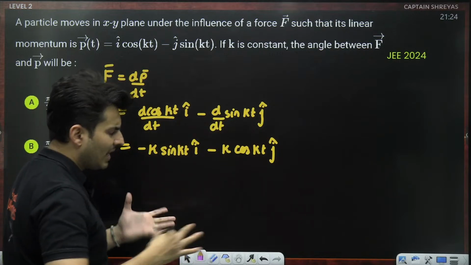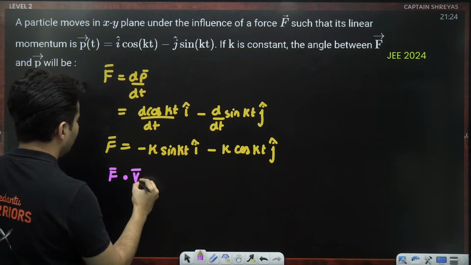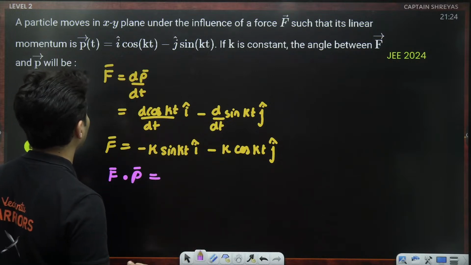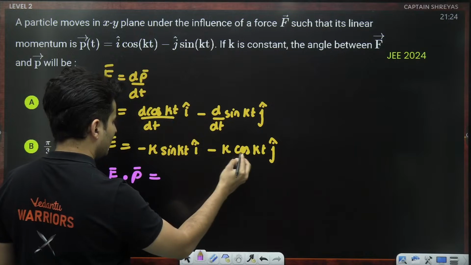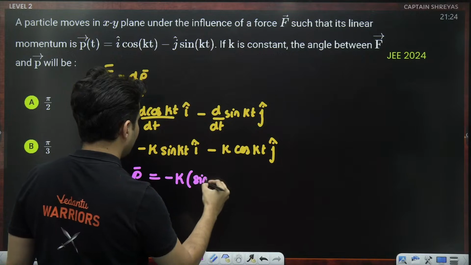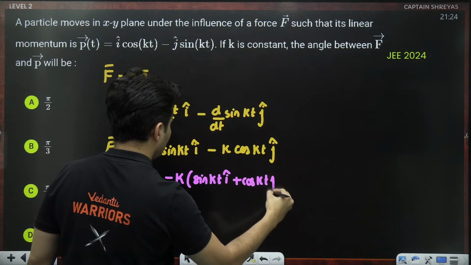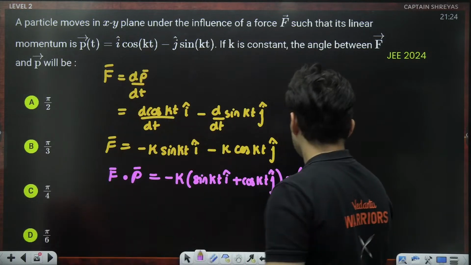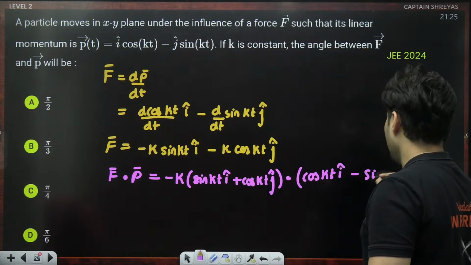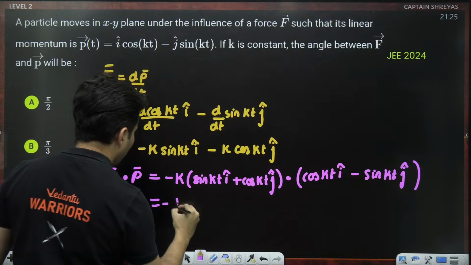Now all you have to do is take the dot product to find the angle and then divide by the magnitudes. That's how the usual process is. So take the dot product of the force with momentum to initiate the process of finding the angle. Force is basically minus k common, and you have sin kt i cap plus cos kt j cap, dotted with cos kt i cap minus sin kt j cap. This minus k is outside, let it remain outside.